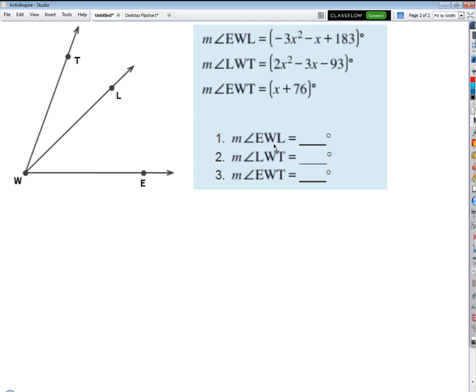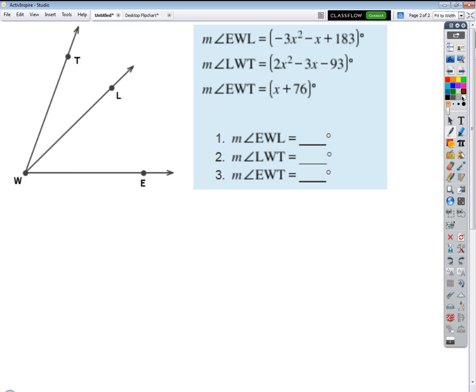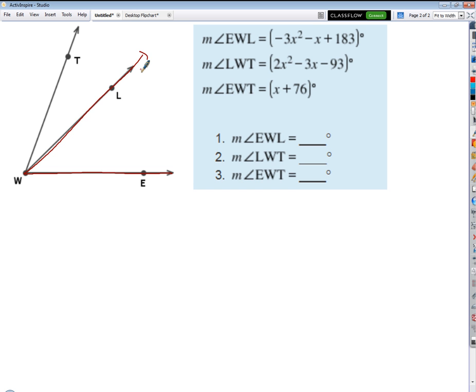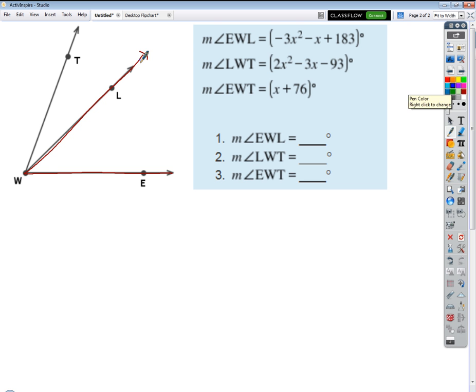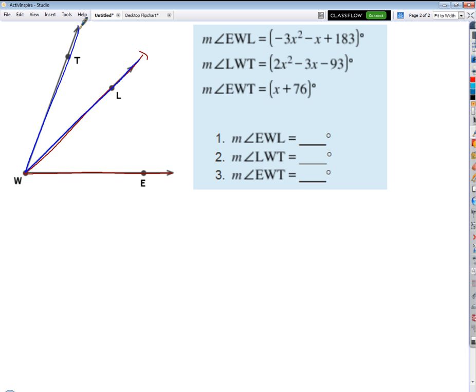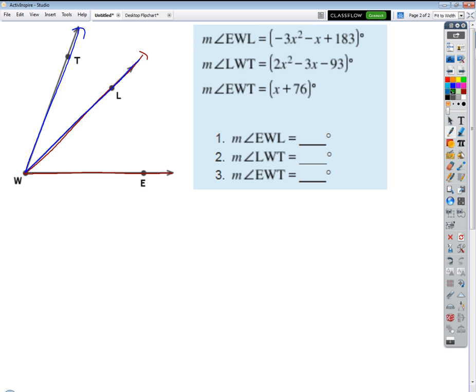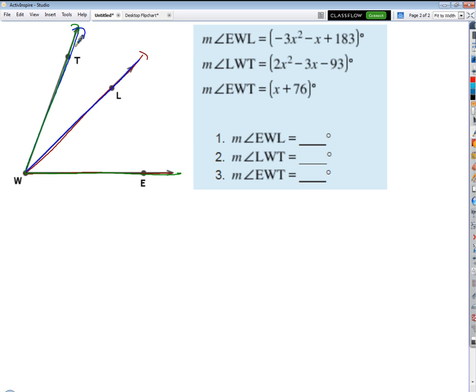The measure of angle EWL, well, isn't that just this angle right here, isn't it? We want to know the measure of that angle. We want to know the measure of angle LWT. Well, LWT is just this angle, right? And then it wants to know the measure of the great big angle, EWT, which is the whole thing. What's the geometry relationship that's going to relate those three angles?